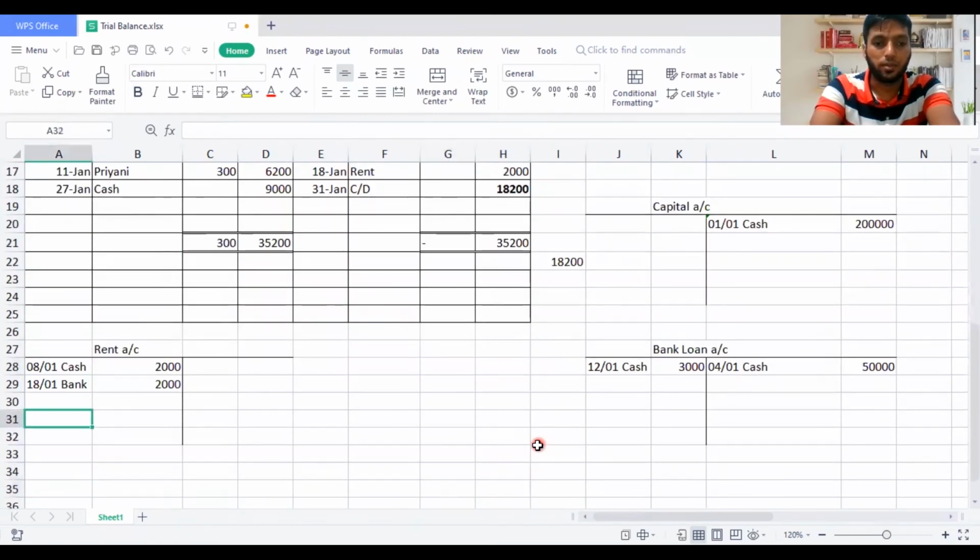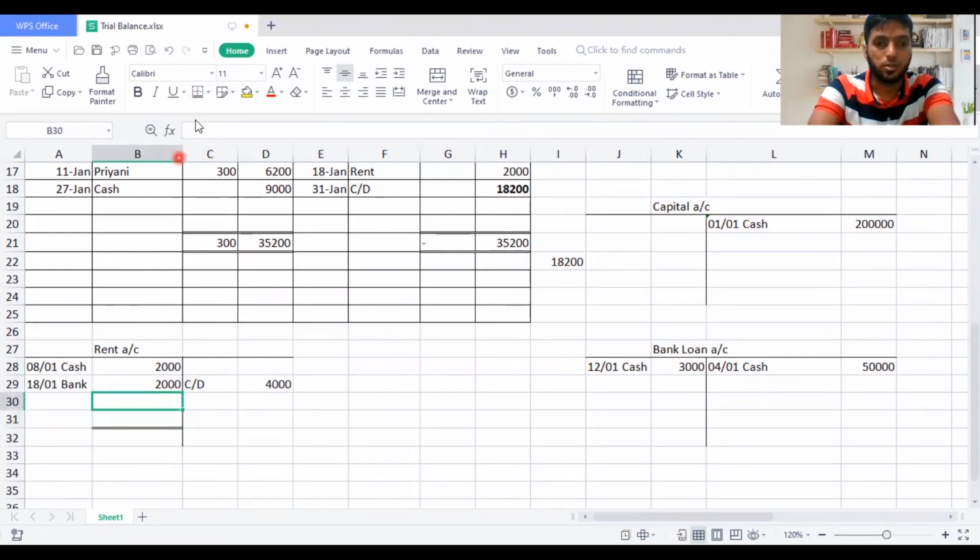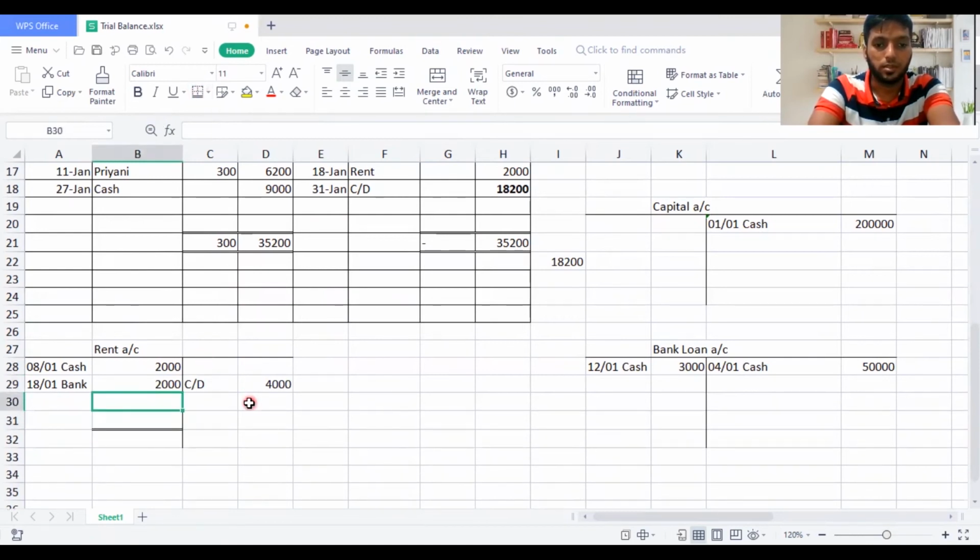One by one, we can find the rent account carried down 4,000. So I'll record here 4,000 on both sides, right?